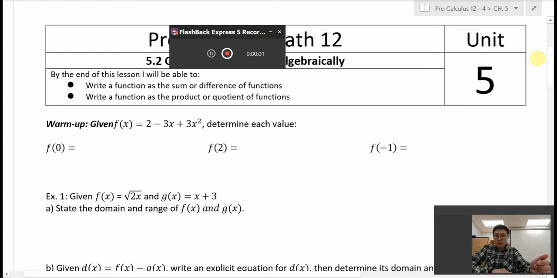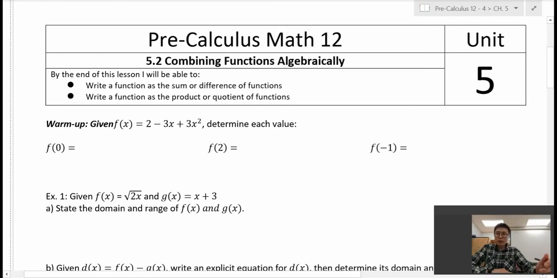All right, we are back to Unit 5. Actually, we're starting Unit 5. We are going to be combining functions algebraically today. So we'll be looking at how to add functions, subtract functions, multiply, and divide functions today, okay?